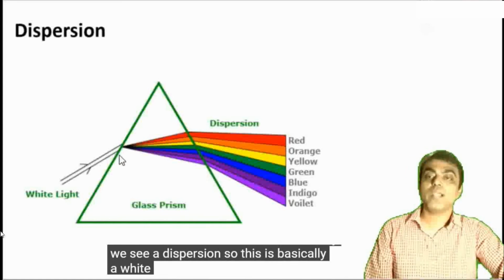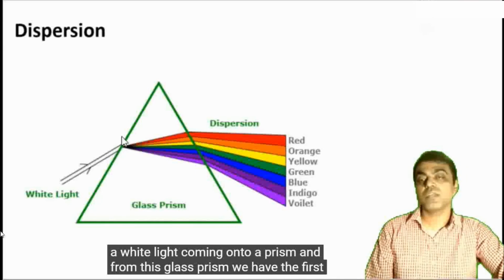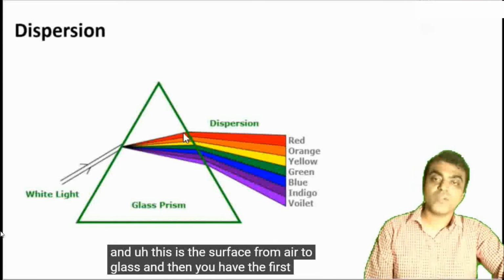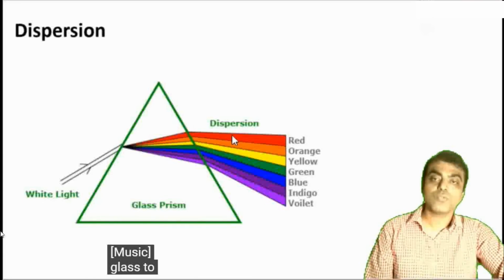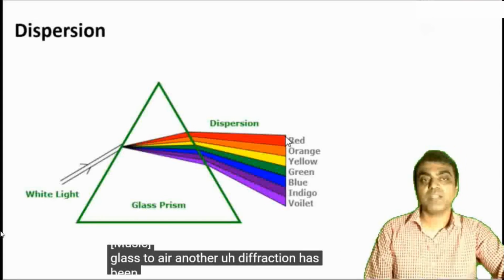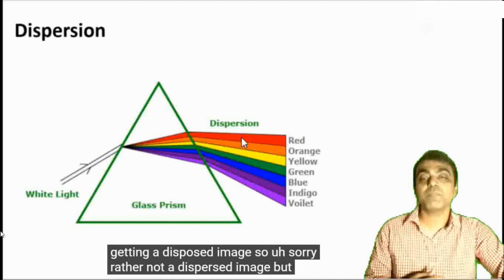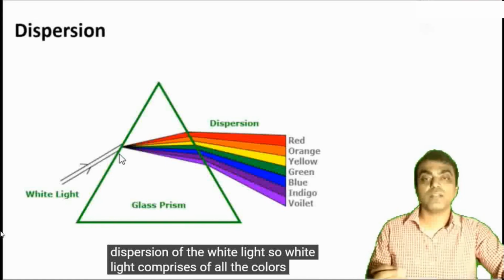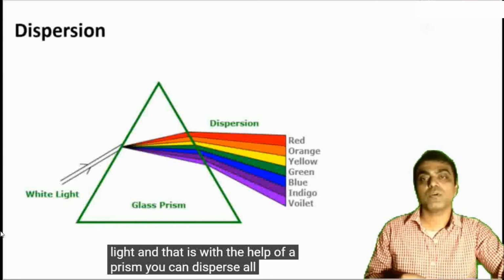So this is basically a white light coming onto a prism, and from this glass prism we have the first surface from air to glass, and then you have the first refraction, and then again from glass to air, another refraction takes place, and that is why we are getting a dispersion of the white light. So white light comprises all the colors of light, and with the help of a prism, you can disperse all the wavelengths.